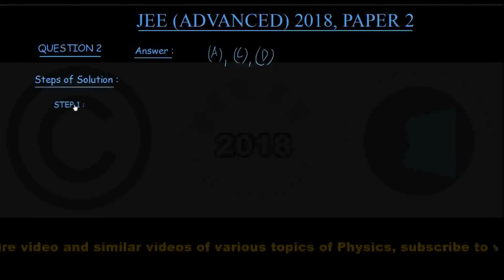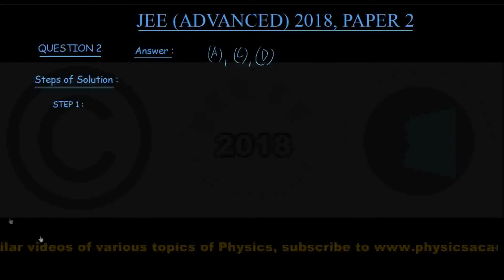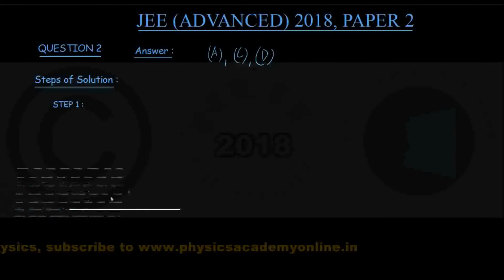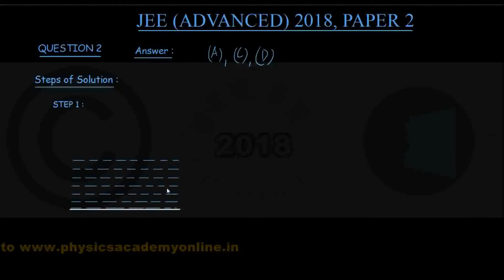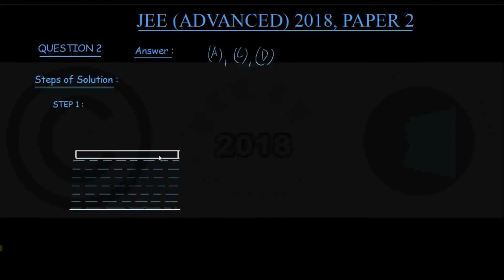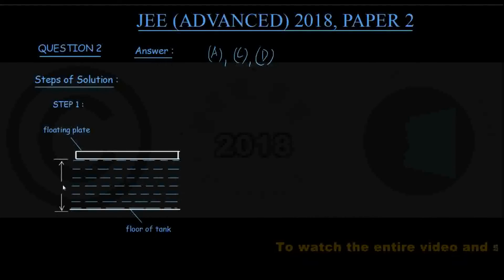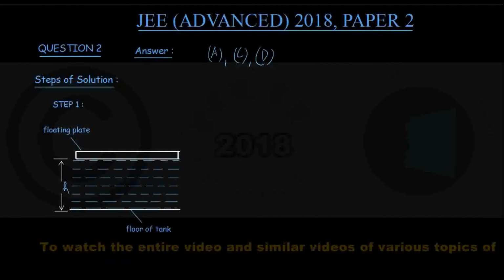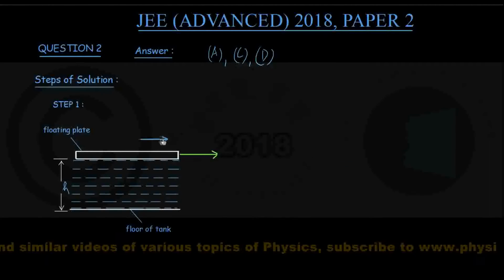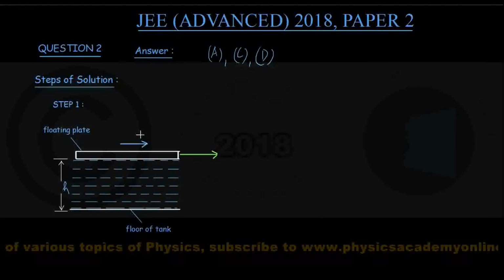In step number 1, we should draw a quick figure to understand what they're telling. This is the floor of the tank on which stands a liquid layer of small thickness, and on top of which the thin square plate floating. So this is the floating plate, this is the floor of the tank, this is the viscous liquid in between of depth h, and an external force applied to this floating plate is making this plate move with a constant velocity of u0 to the right.